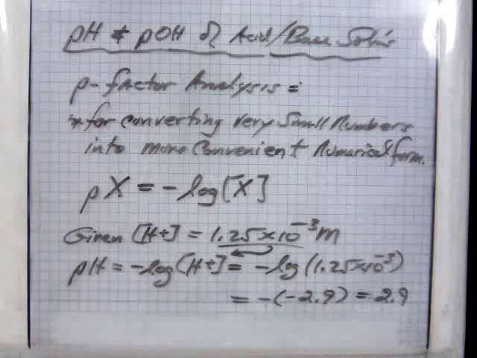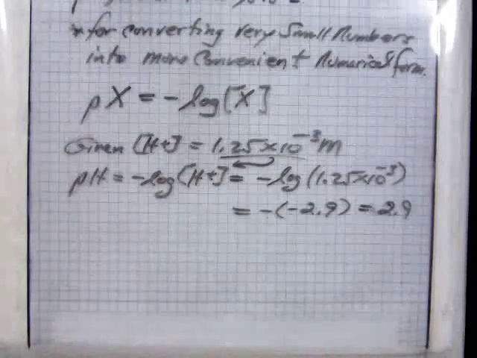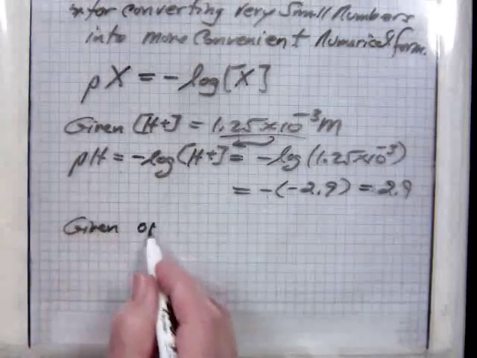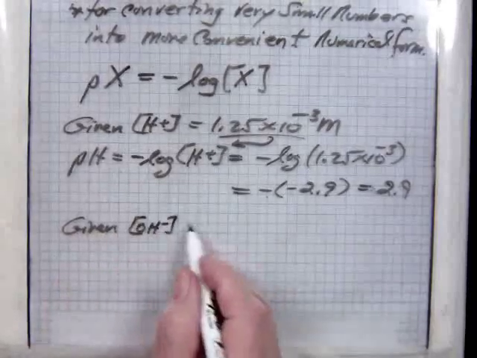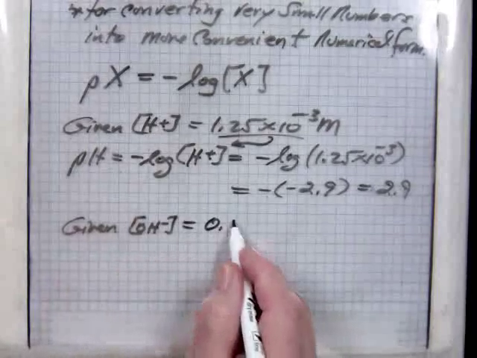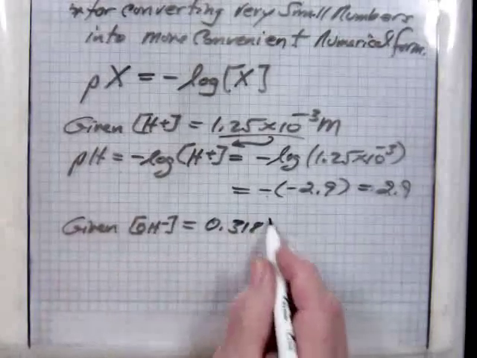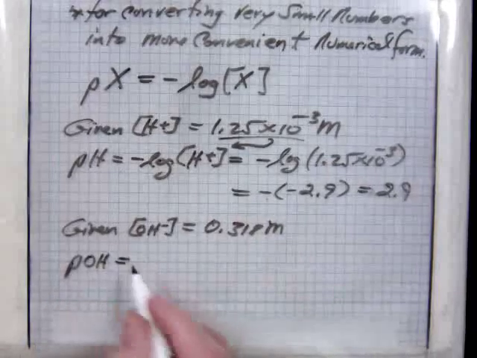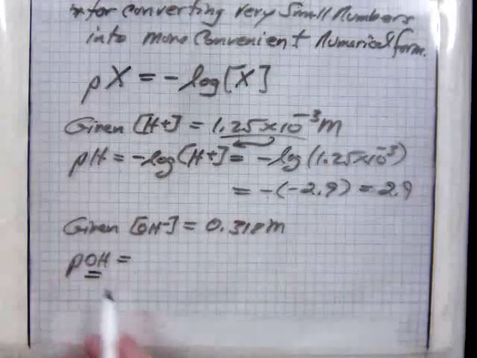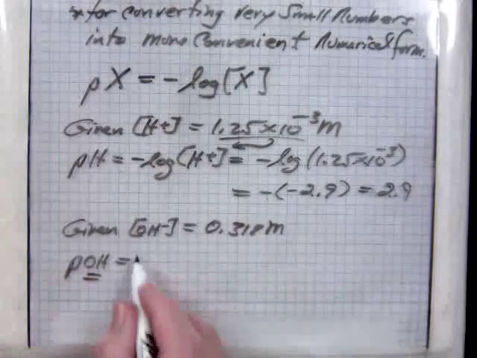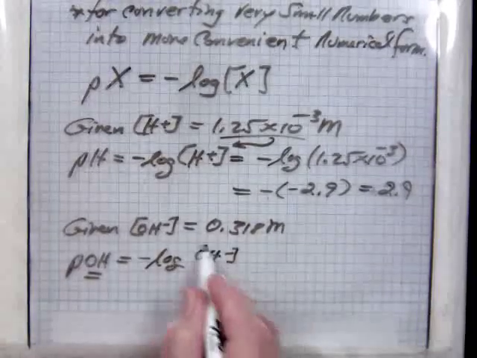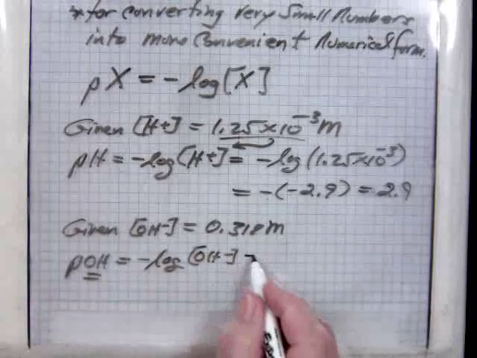See what I'm saying? Same way with hydroxides. If you're given a hydroxide ion concentration to equal 0.318 molar, then what's the pOH? Well, the X factor is whatever that OH concentration is, minus log of the hydroxide, and you plug it in, hit your log button.